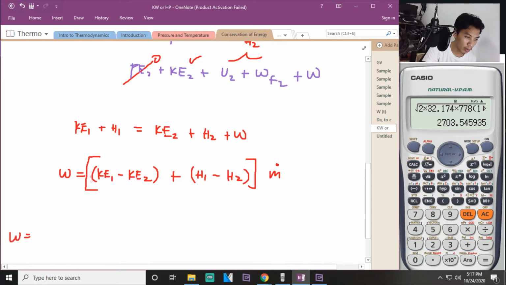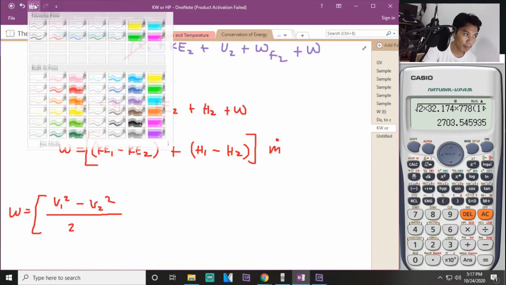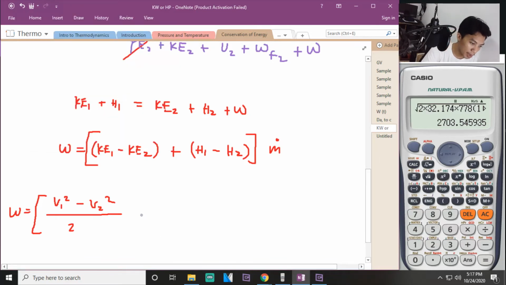So, work will be equal to. Lagay ko na dito ha. Ito muna, unahin ko bago itong mass flow. So, KE1. Ano ba yung KE1 mo dyan? So, that is V1 squared minus V2 squared over 2g. Kaya lang, wag mo nang lagyan ng effects of gravity. Over 2 na lang. I-delete na natin. Over 2. Yan. No effects of gravity at all. Plus H1 minus H2 multiplied by m.